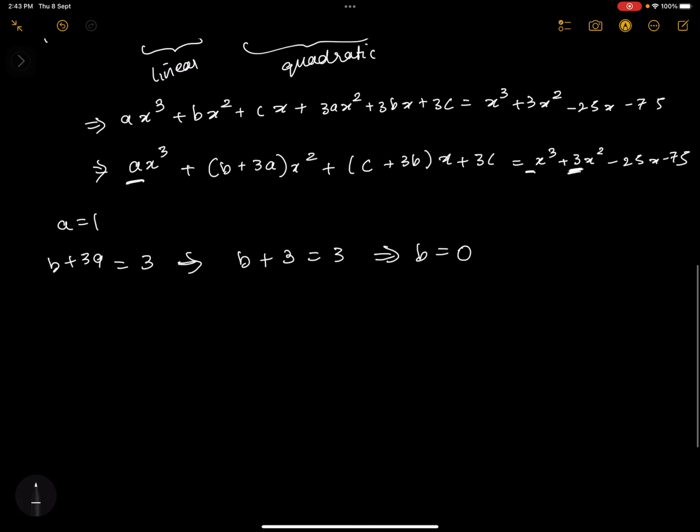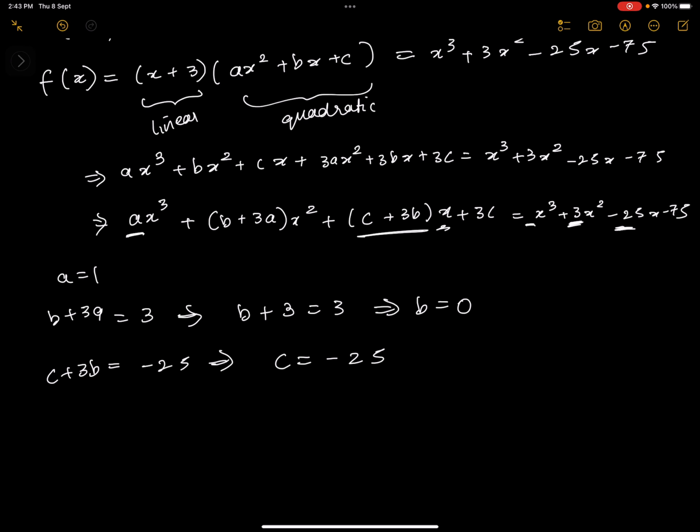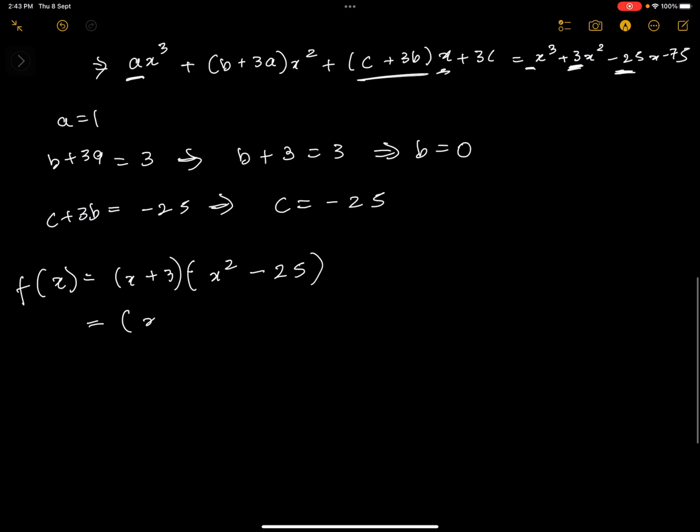Finally, we can find the value of c by equating c plus 3b to minus 25, because c plus 3b is the coefficient of x, and likewise we have the coefficient of x on the right hand side to be minus 25. Since we know that b is equal to 0, this implies that c is equal to minus 25. Right? So upon substituting this back, we get f of x is equal to x plus 3 into x squared minus 25, and we can factorize this further as x plus 3 into x plus 5 into x minus 5. And there you have it.